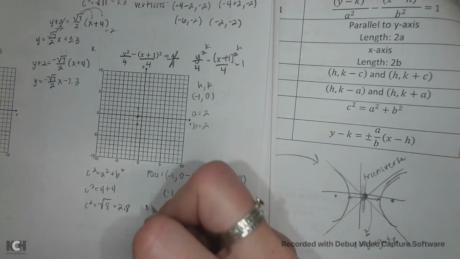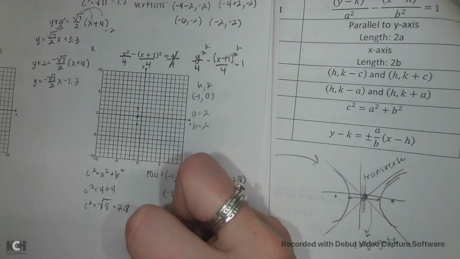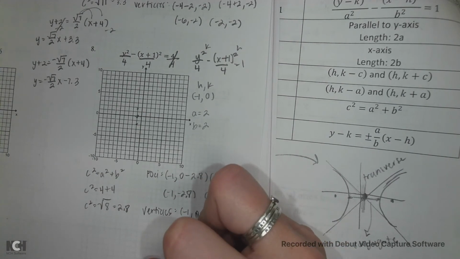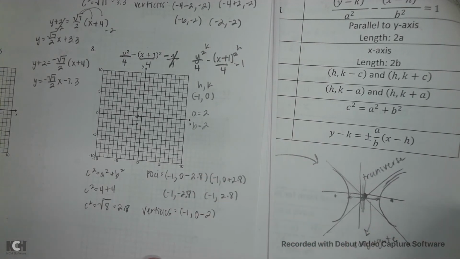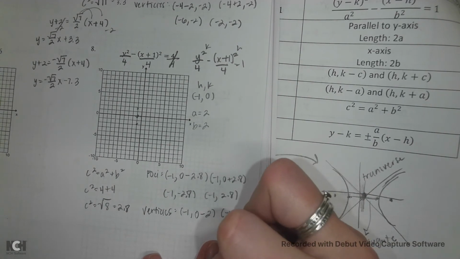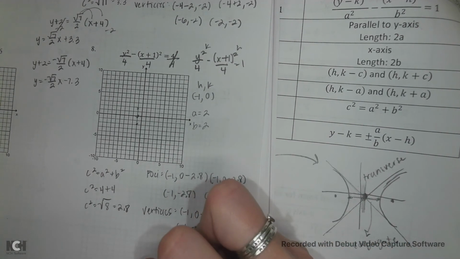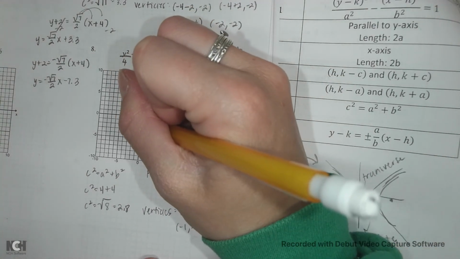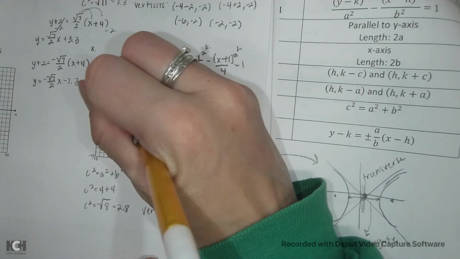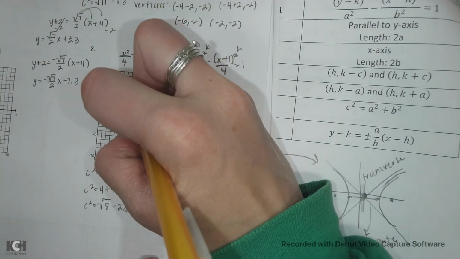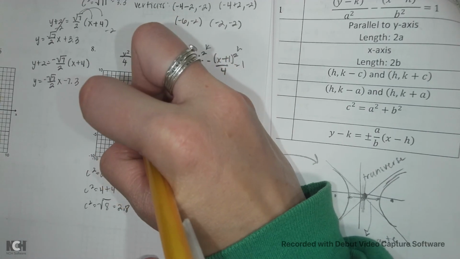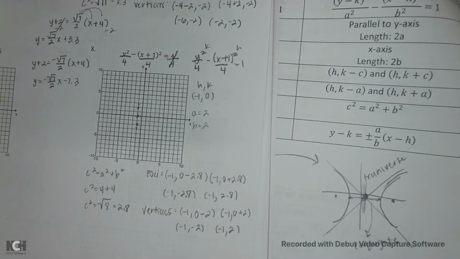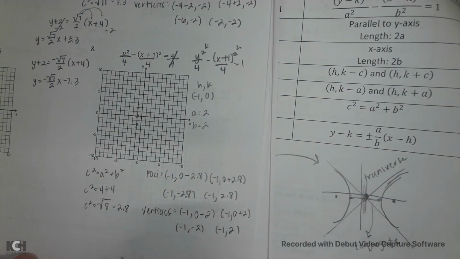Okay, so those are our foci. Our vertices are h, which is -1, k is 0, minus a, which is 2, and then -1, 0, plus 2. So -1, -2 and -1, 2. Oh, I did this wrong. 2.8 is up here, and this one should be there. This one should be there, and -2.8 is there. There we are.